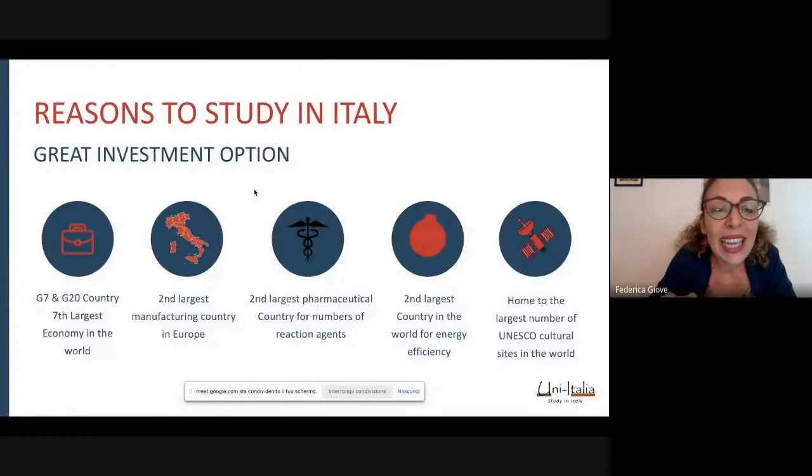So why is Italy a great investment option for your future? Why should you choose Italy as a study destination country? So I don't know how many of you know that Italy is, first of all, a G7 country and a G20 country. This means that Italy is considered one of the largest economies in the world. From an economic point of view, you also have to consider Italy is the second largest manufacturing country in Europe. It is also the second largest pharmaceutical country for number of reaction agents, the second largest country in the world for energy efficiency, and it is also home to the largest number of UNESCO cultural sites in the world. Within Italian borders, we have 55 UNESCO cultural sites, and this will give you an idea also of the beautiful environment where you will spend your studies if you decide to choose Italy.